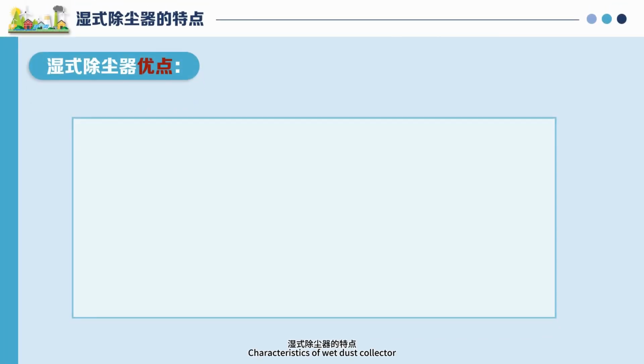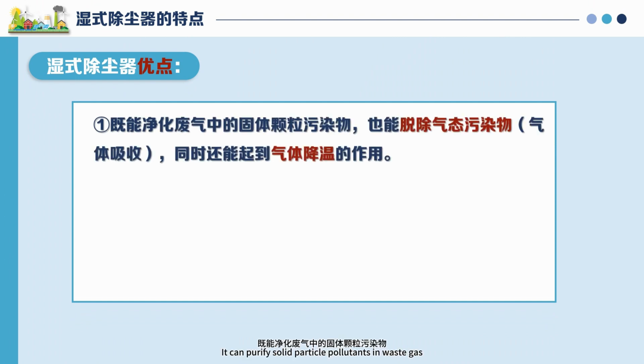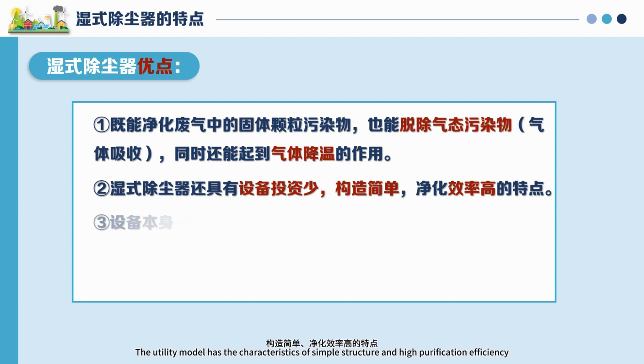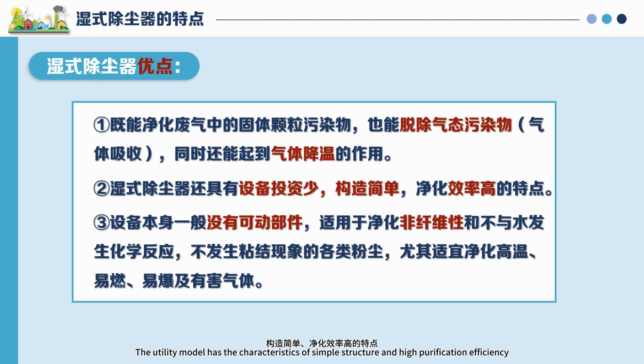Characteristics of wet dust collector. Advantages: it can purify solid particle pollutants in waste gas. It can also remove gaseous pollutants. At the same time, it can also play the role of gas cooling. Wet dust collector also has less equipment investment. It has the characteristics of simple structure and high purification efficiency.